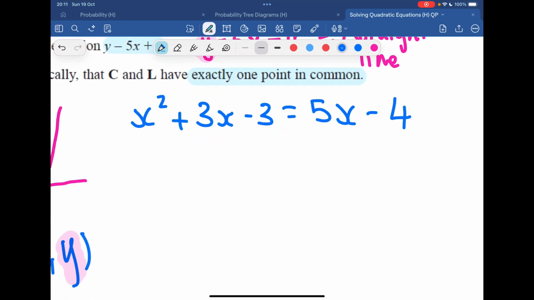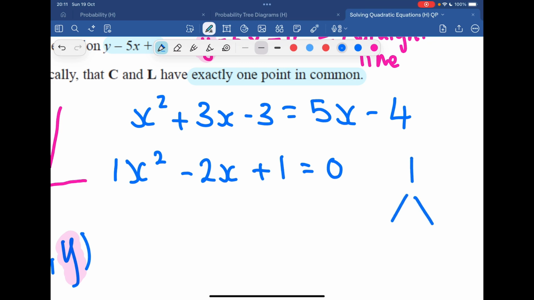In order to solve a quadratic, remember we want the right hand side to be equal to 0. So we're going to subtract 5x from both sides. This will give us minus 2x here. And then we're going to add 4 to both sides. This will give 1 is equal to 0. So now, using our AC method, we're looking for factors of 1 times 1 that add up to minus 2. 1 times 1 is 1. And for factors of 1 that add up to minus 2, we can use negative 1 and negative 1.